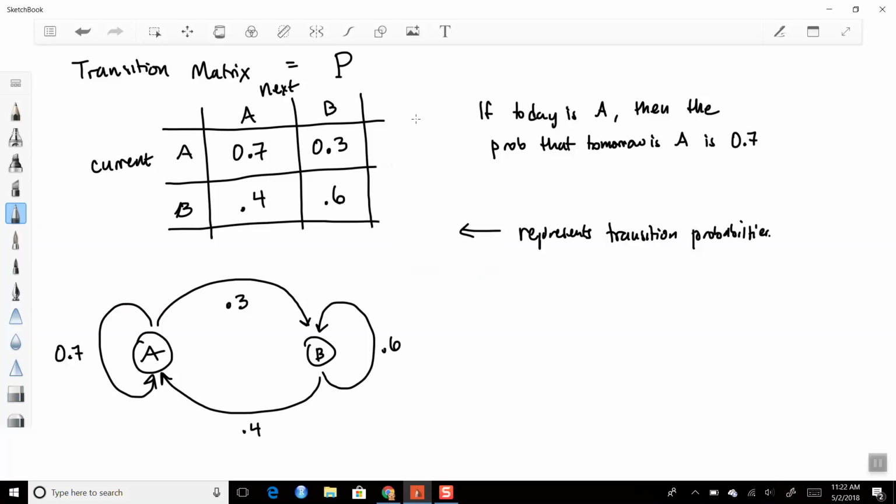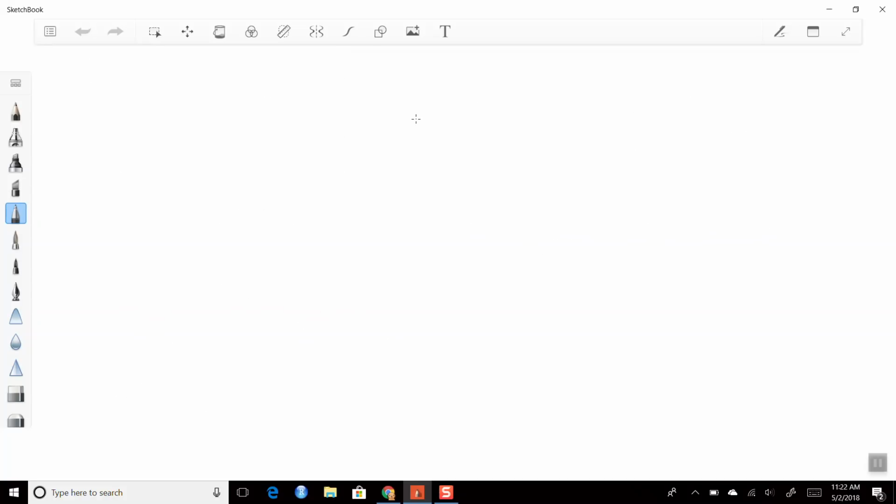There are some properties about Markov chains that are important. And so there's something called ergodic or irreducible.